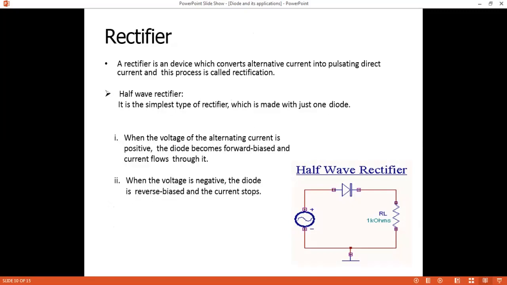Okay, what is a rectifier? Next one, what is a half-wave rectifier? It is the simplest type of rectifier, made with just one diode. In a half-wave rectifier, we are using only one diode. When the voltage of the AC, alternating current, is positive, the diode becomes forward biased and current flows through it. When the voltage is negative, the diode is reverse biased and the current is stopped. In this diagram of the half-wave rectifier, an AC signal, one diode and one load resistor are there.